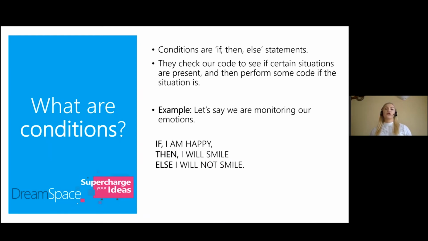They check our code to see if certain situations are present. So if happy, then do something. If the animal is happy, the code will see that that certain situation is present, and it will then show what happens if the animal is happy. For example, if we're monitoring our emotions, if I am happy, then I will smile. Else, I will not smile.